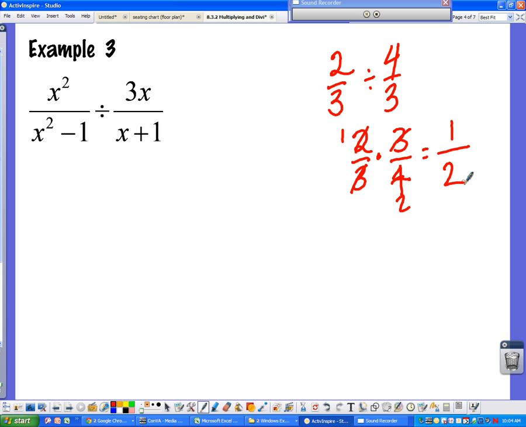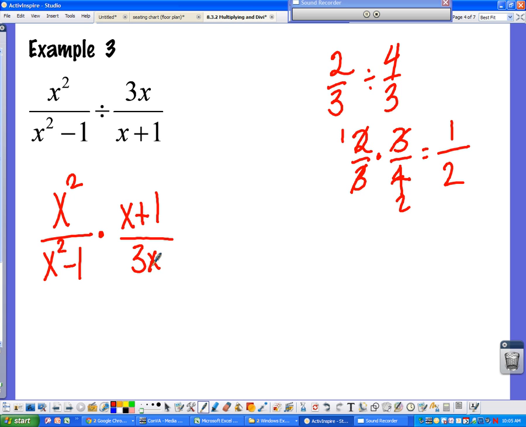So before we can start off on this one, the very first thing that we do is this fraction right here has to be flipped. So I get x squared over x squared minus 1 times x plus 1 over 3x.